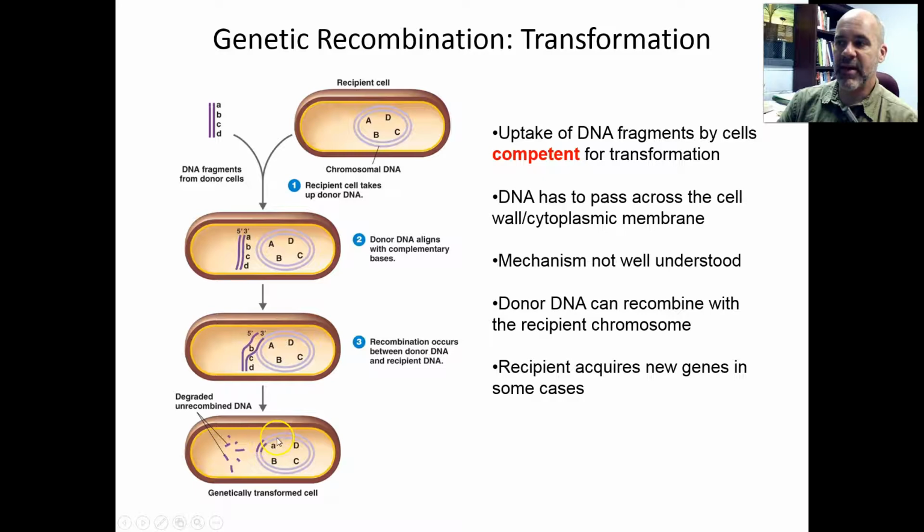And now this recipient cell has a new version of gene A. So it used to have the uppercase version, now it has the lowercase version. And so this is now a genetically transformed cell. This is called transformation, because if this gene is coding for, in some way it's changing a trait or traits of this cell, that's where the transformation part of it comes in. Its phenotype has been transformed.